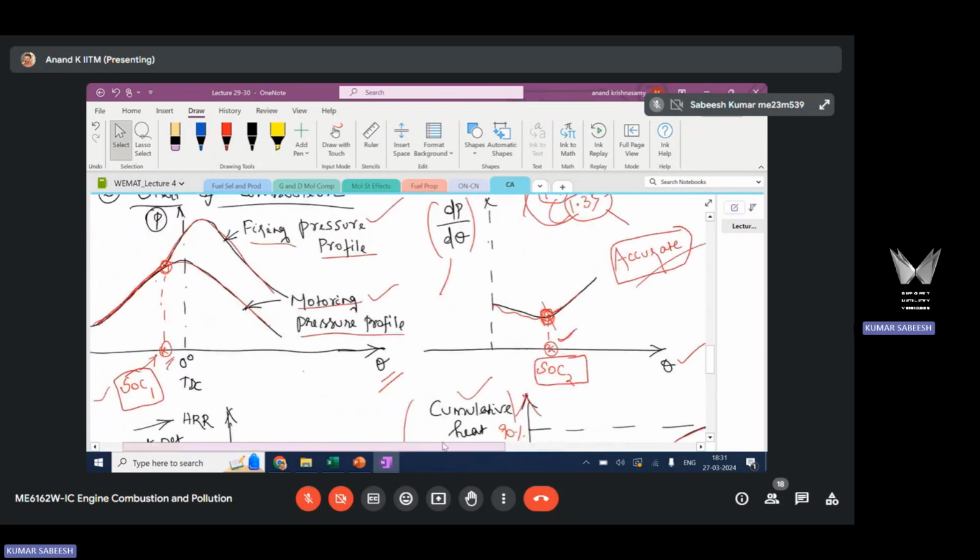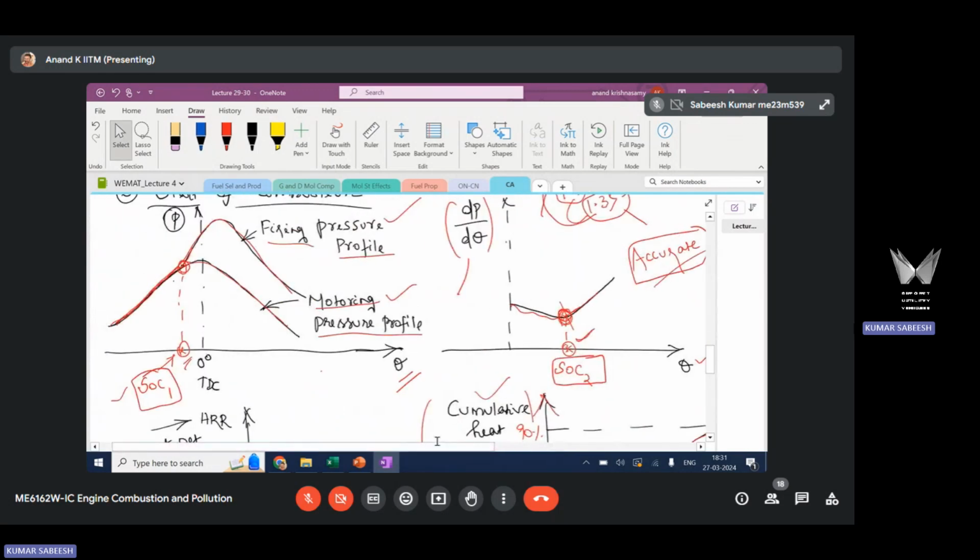pressure is directly measured. So for pressure-based criteria you have two. This is one and this is two. Among these, this one is more accurate because this is dP by dθ. dP by dθ is the first derivative of pressure. So you are going with a fine resolution in dP by dθ rather than p-θ. Compared to p-θ, dP by dθ will have fine resolution. But both the profiles are from the measured pressure data. Pressure can be accurately measured.